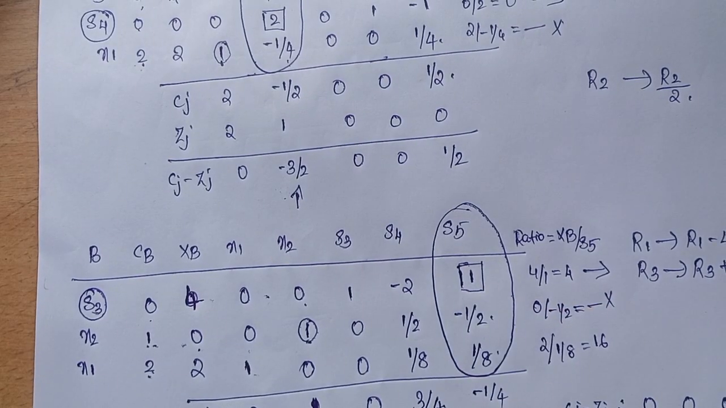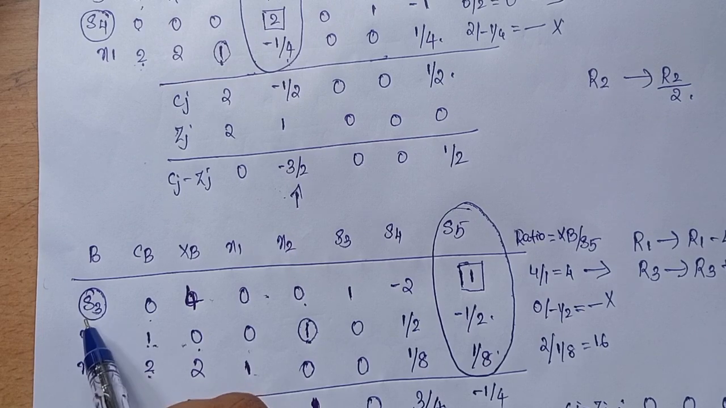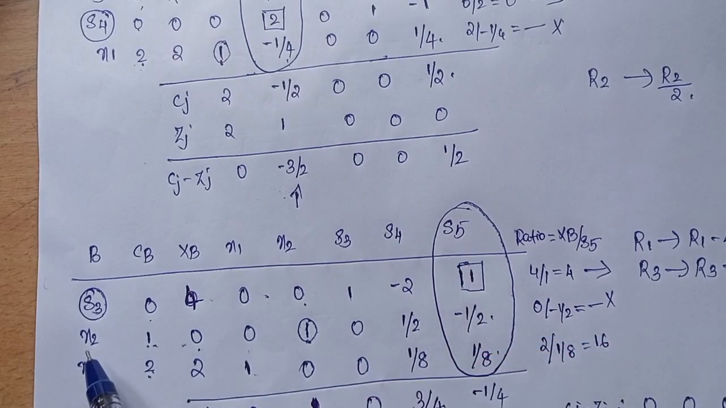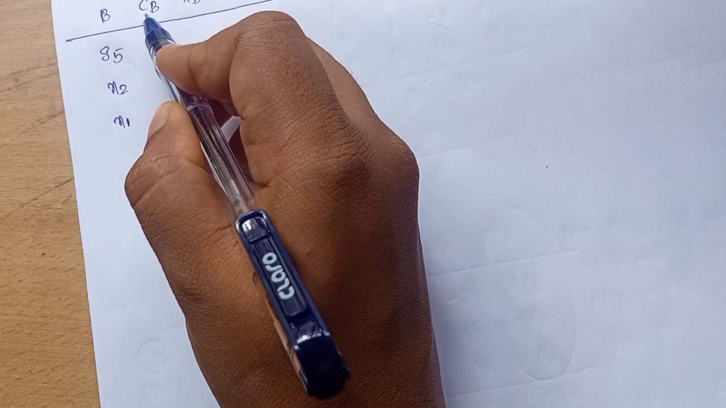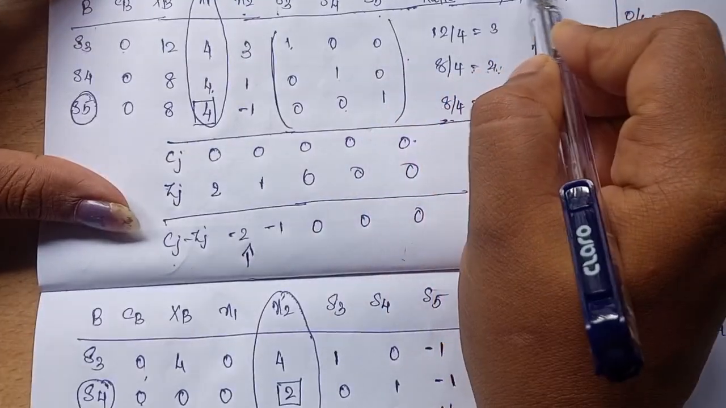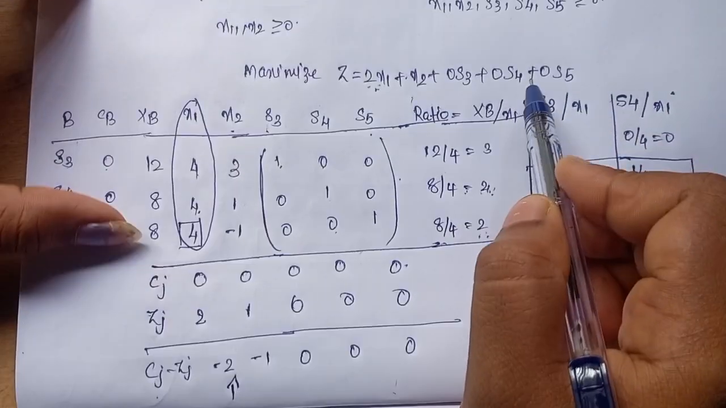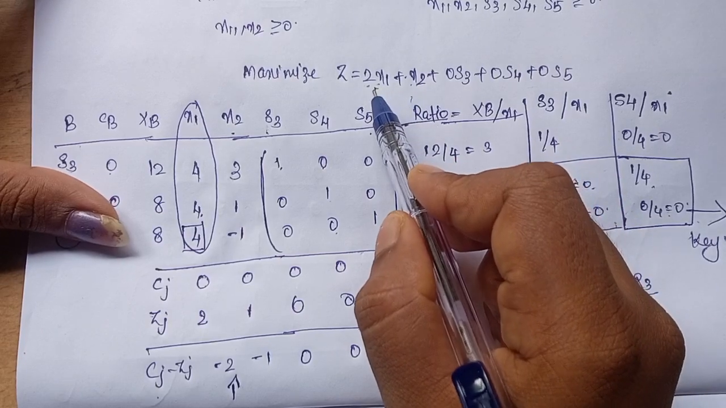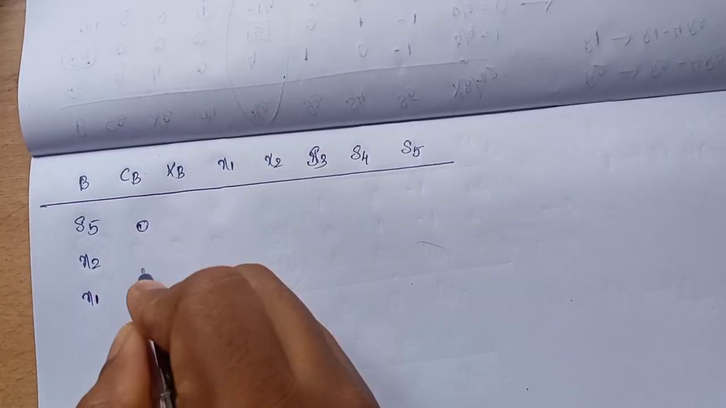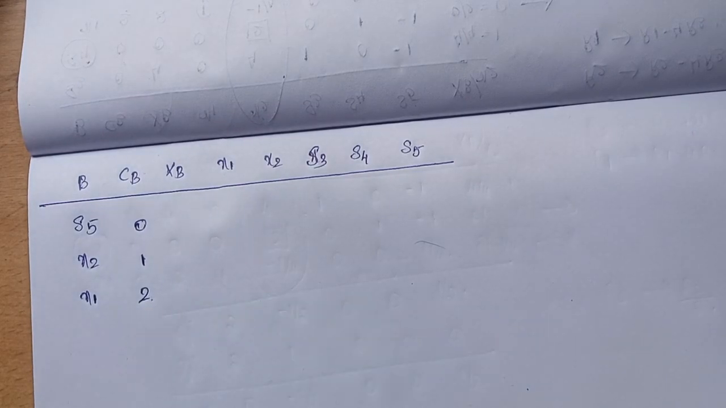Okay, so then in the next simplex table, the basic variable S3 is replaced by S5, and the other basic variables are x2 and x1. So here the basic variables are S5, x2, x1, and Cb denotes the coefficients of the basic variables in Z. In Z the coefficient of S5 is 0, coefficient of x2 is 1, and coefficient of x1 is 2. 0, 1, 2.